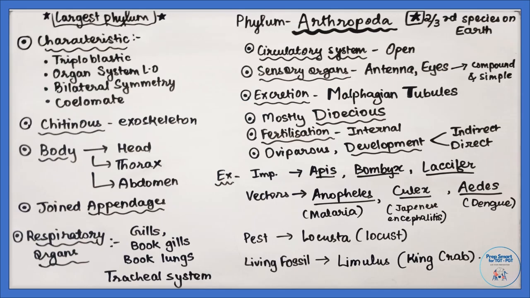Next phylum is phylum Arthropoda, the largest phylum of the kingdom Animalia. It consists of two-thirds of the species on the earth, which includes insects with jointed legs and a chitinous exoskeleton. Basic characteristics are triploblastic, organ system level of organization, bilateral symmetry, coelomate. Their body is divided into three parts: head, thorax, and abdomen. They are hemocoelomates. True coelom is replaced by hemocoel, a pseudocoel with blood.